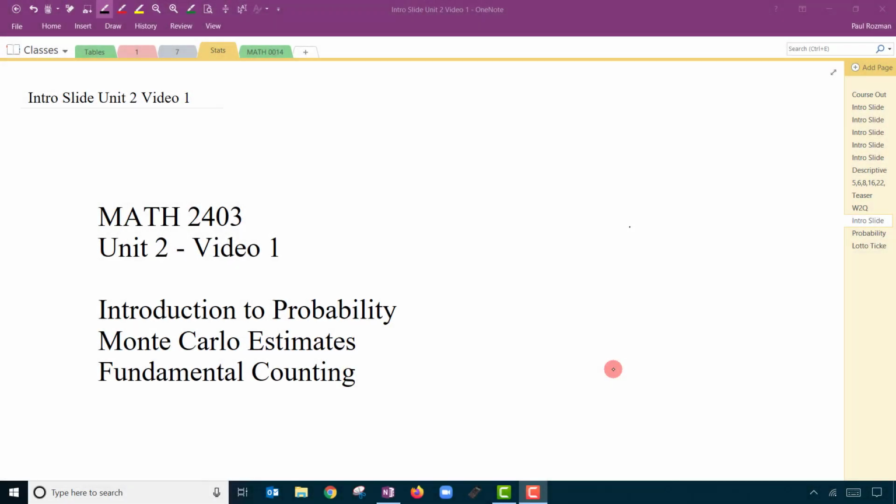Hey, Math 2403. Here we are, Unit 2, video number 1. Today we're going to start talking about probability. We'll do so basically from an approach of the way probability originated. The study of probability sort of happened by people studying games of chance. Basically, gambling sort of drove the fundamental principles of probability.